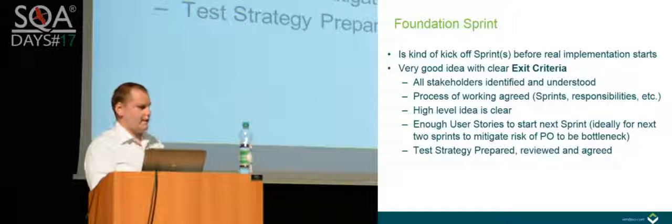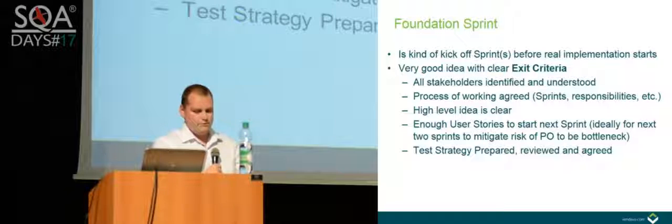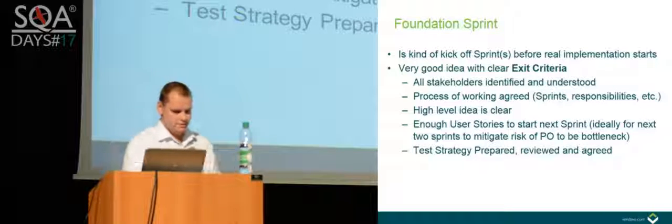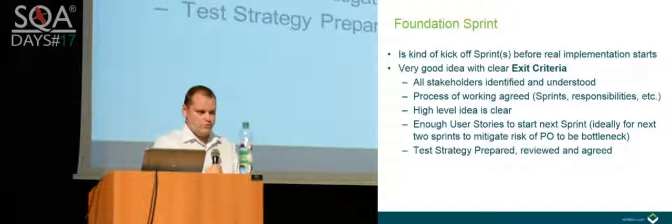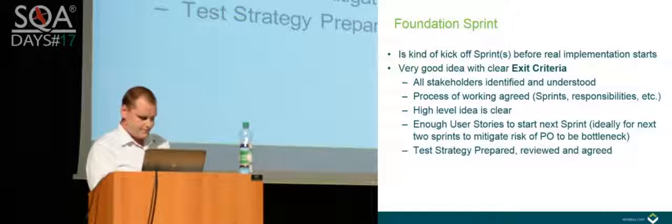And also the high-level idea after the foundation sprint should be clear, like we need to know what we are building, what the main goal is, for whom, and so on. And based on that, we should also have enough user stories to start the next sprint, because starting work only on high-level ideas is suicide. And then the strategy should be prepared, reviewed, and agreed.